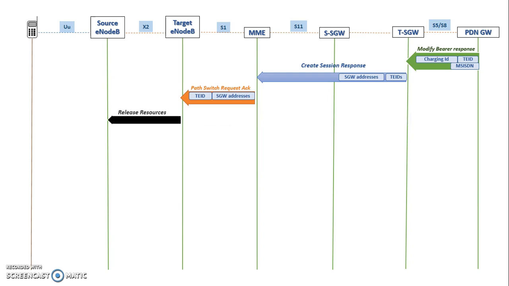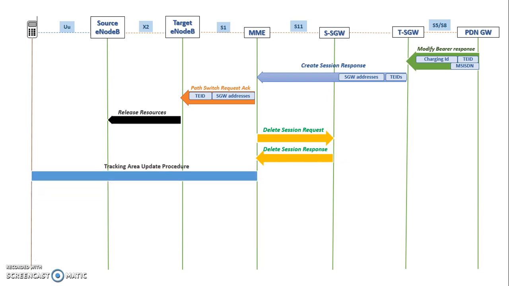The source MME sends a delete session request to the source serving gateway to release the bearers in the source serving gateway when the timer has expired in the previous step. The source serving gateway replies with a delete session response message to the MME. The UE starts the tracking area update procedure with the MME. Thank you.